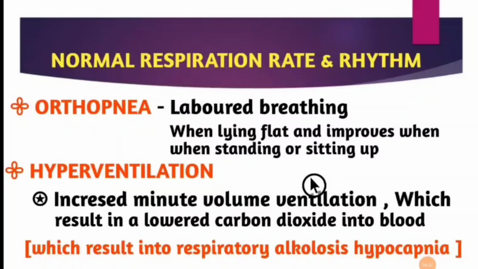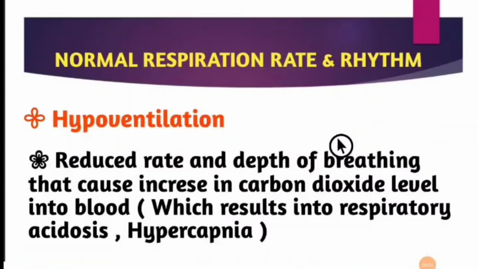Next one is hyperventilation. Hyperventilation means increased minute volume ventilation, which results in lowered carbon dioxide in the blood, resulting in respiratory alkalosis, hypocapnia. Hypoventilation means reduced rate and depth of breathing that causes an increase in the carbon dioxide level in the blood, hypercapnia, which results in respiratory acidosis. What are the causes for this? First one is anesthesia, sedatives, opioids, and so on.